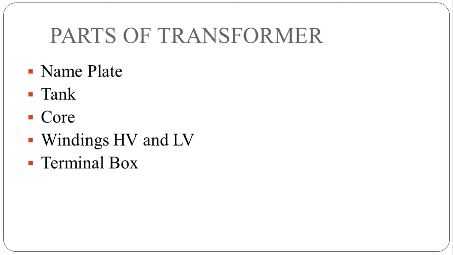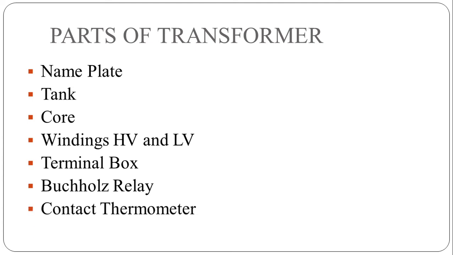Next is terminal box. It is a metallic box attached to the body of transformer which contains all the control and protection cables of the transformer. From this box, these control cables and protection cables are brought out to the respective panels. Next is Buchholz relay. It is mounted on a pipe that connects tank and conservator. It detects the internal faults in the transformer. It is a gas actuated relay. Next is contact thermometer. It is used to measure the temperature of oil and winding.